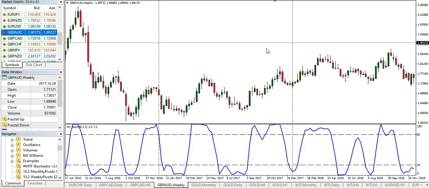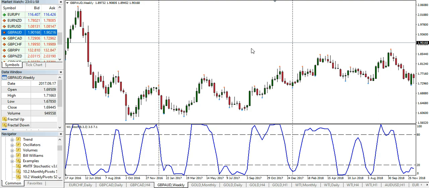Now, this is going to be so simple that it is actually going to shock you. This strategy is going to be focused on the stochastic oscillator. But this particular stochastic that I'm going to be using is a multiple time frame stochastic. So let me introduce you firstly to the stochastic oscillator.